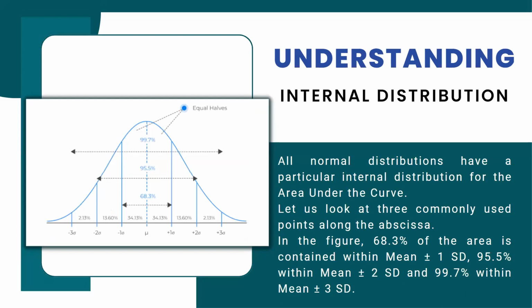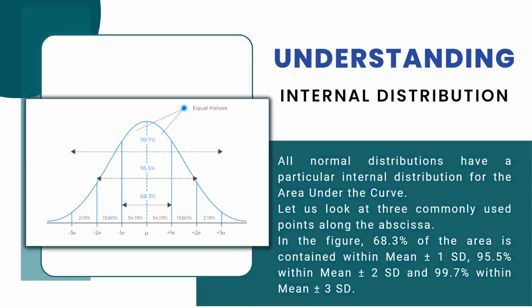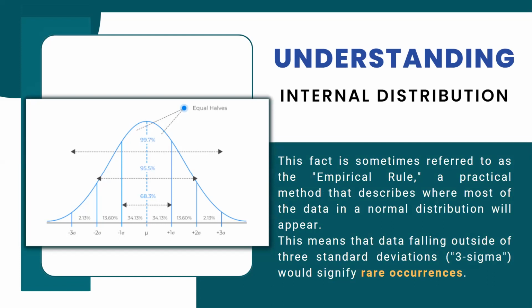All normal distributions have a particular internal distribution for the area under the curve. Let us look at the three commonly used points along the abscissa. In the figure, 68.3% of the area is contained within mean plus minus 1 standard deviation, 95.5% within mean plus minus 2 standard deviations, and 99.7% within mean plus minus 3 standard deviations. This fact is sometimes referred to as the empirical rule, a practical method that describes where most of the data in the normal distribution will appear. This means that data falling outside of the three standard deviations, 3 sigma, would signify rare occurrences.